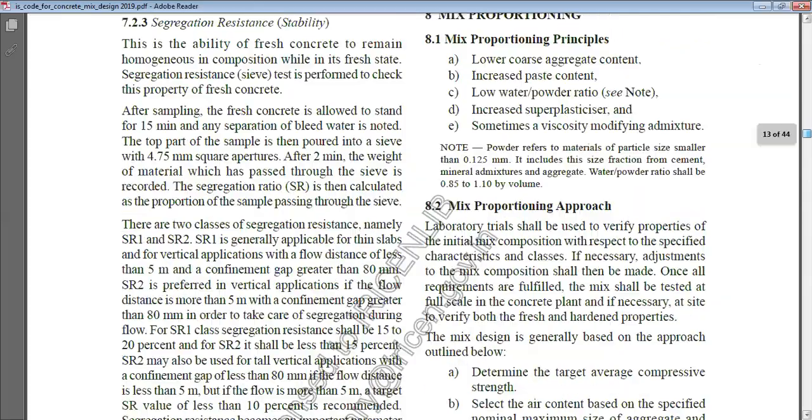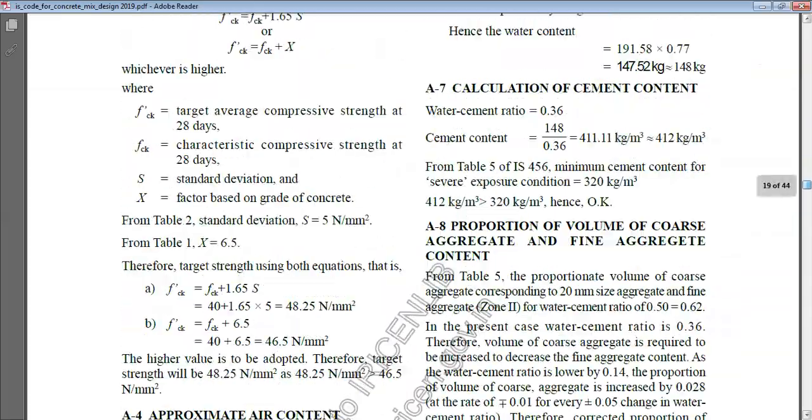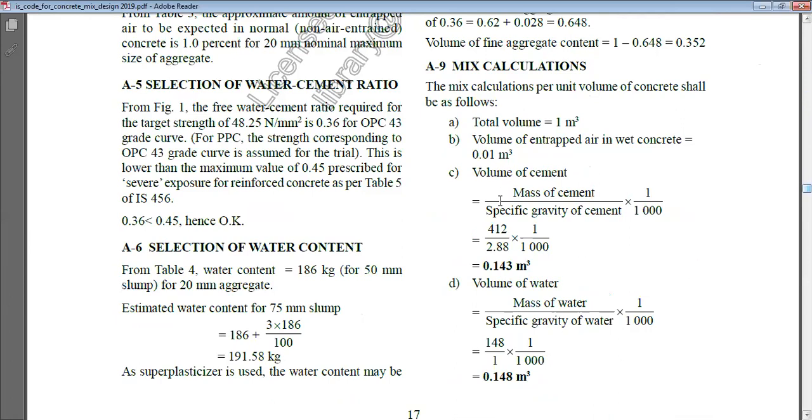Okay, we go to the calculation part. We got it as 0.36. But our IS 456 table number 5 will give a maximum water cement ratio of 0.45. Our obtained is 0.36. Maximum is 0.45, but our obtained is 0.36. Hence, it is okay. If you got more than 0.45, then you have to revise these things. Okay, this is about the water cement ratio.